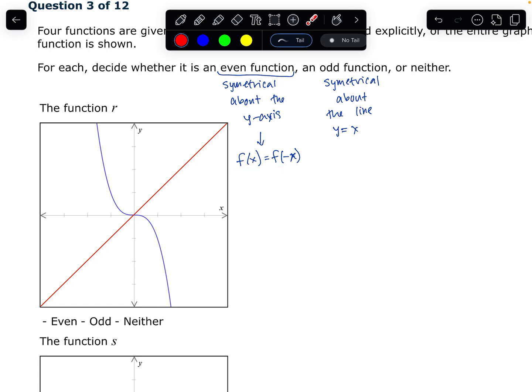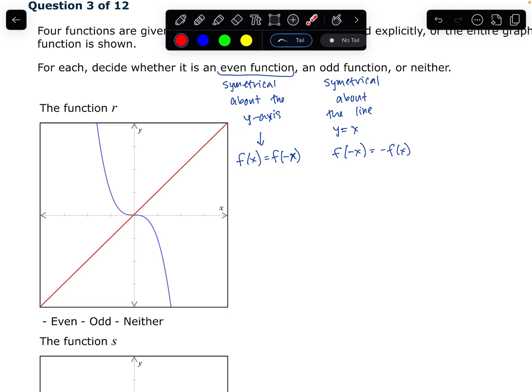then it's even. Symmetrical, or for an odd function, you'd have to show that f of negative x is equal to negative f of x. So if you can prove this right here, then the function will be odd. And if neither of these can be proven, then it's neither.